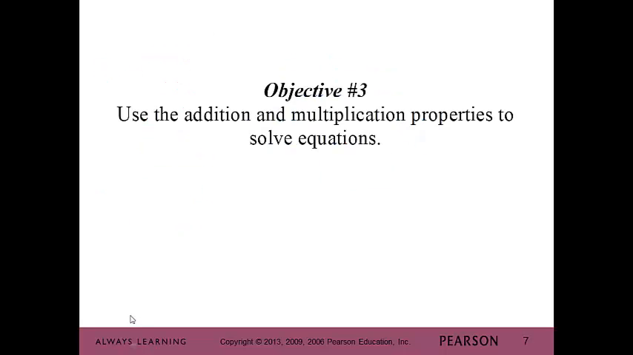Okay, so now objective 3 says use the addition and multiplication properties to solve equations. Recall that the addition property says that we can add and subtract the same numbers on both sides of the equation, and the multiplication property says we may multiply or divide the same non-zero number on both sides of the equation. Okay, so let's look at number 29. Now the instructions say solve each equation using both the addition and multiplication property. And we have 2x plus 1 equals 11.